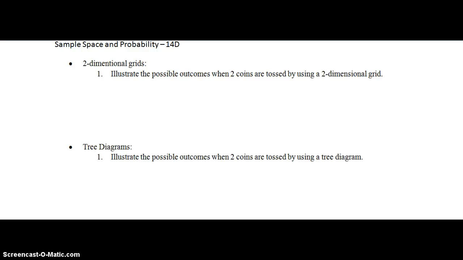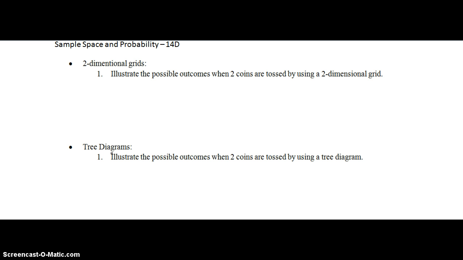Well, howdy there. Today we are going to be looking at sample space and probability, 14D in our IB Math Studies textbook. So we have two sample spaces that we're going to be exploring, digital grids and tree diagrams. They are two ways to represent visually the outcomes of an experiment.